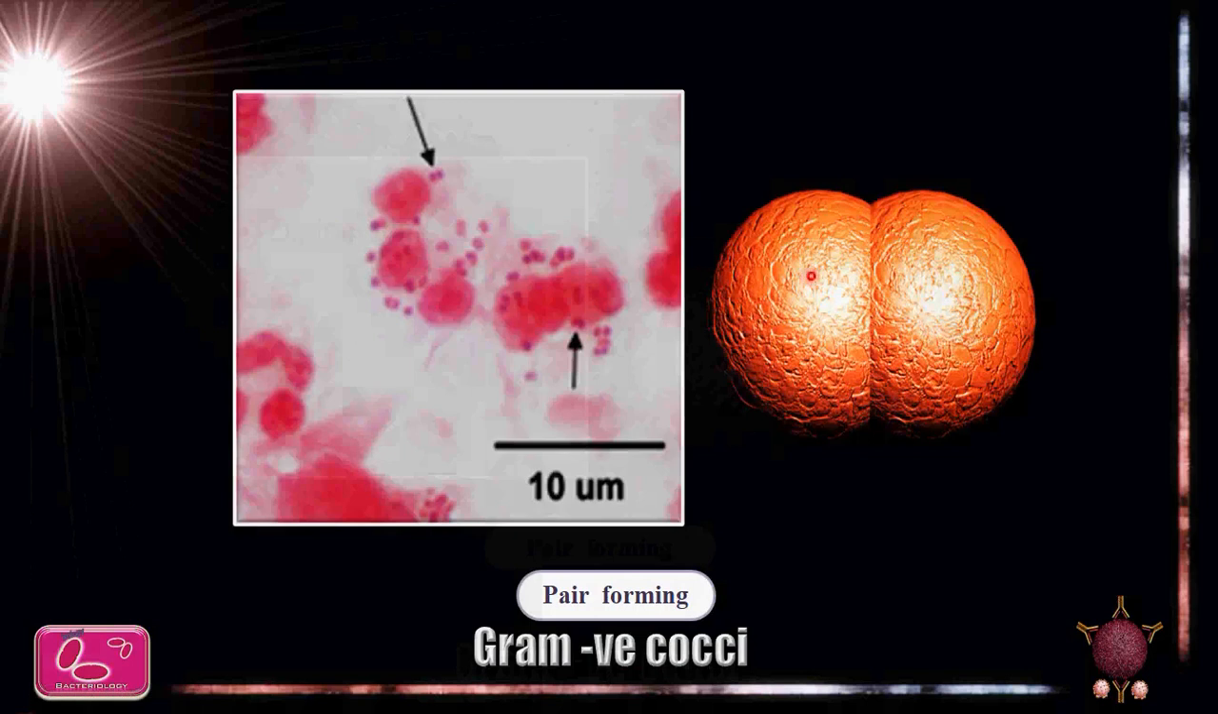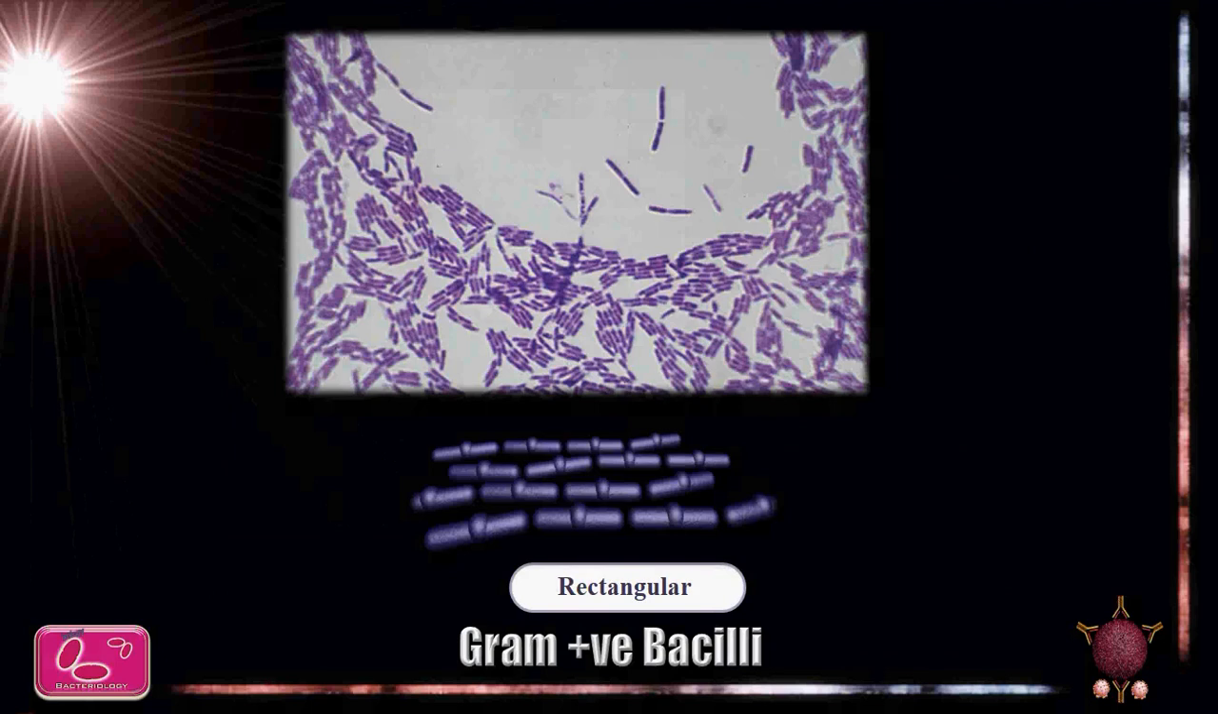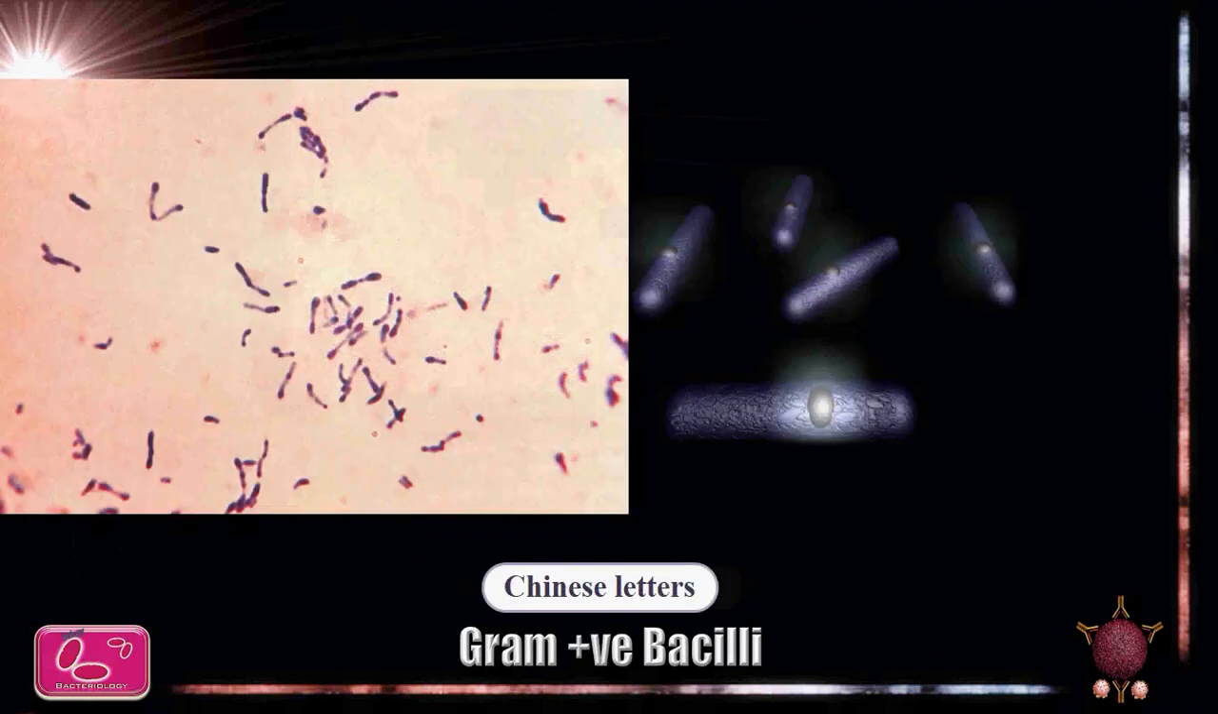So you can see now the color has changed. So they are gram negative. Shape, they are cocci. Extra feature, they are arranged in pairs. They are gram negative cocci, pair forming. So here, comment on the color: gram positive. Shape: bacilli. Here the shape has changed, and for example, they are rectangular, arranged in chains. So as you can see here, they are gram positive bacilli, and they have a very nice arrangement. Sometimes they are arranged like a pile of matches or Chinese letters.